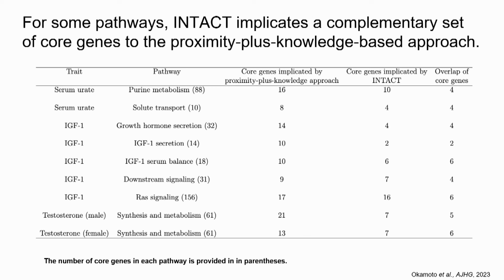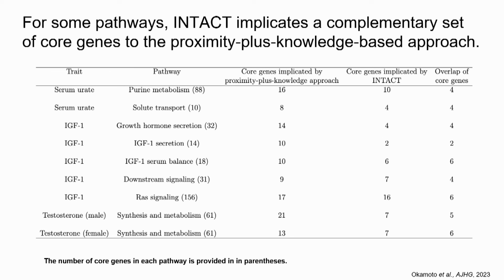So proximity plus knowledge is basically the approach that I talked about on one of the first slides, where you implicate any gene that has a GWAS hit in proximity to its coding region in your genome. To the right of that, we have the number of genes implicated by INTACT, and we're integrating multi-tissue gene expression data for this implementation. And then finally on the right, we have the overlap of the core genes implicated by both approaches.